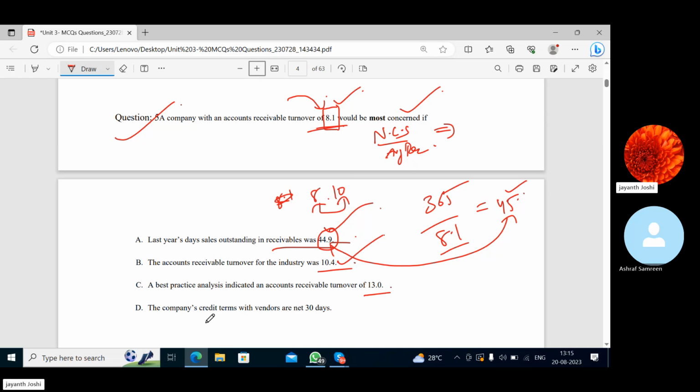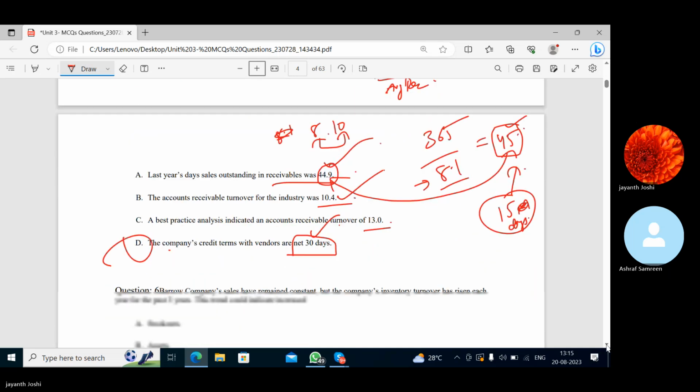But the company's credit terms to customers are 30 days. If they want to give 30 days to the customers to make the payment, and by maintaining this ratio it is coming out to 45, then they are taking more time, right? 15 days more. They are taking 15 days more to make the payment. Is that a matter of concern or not? Yes. Next one.